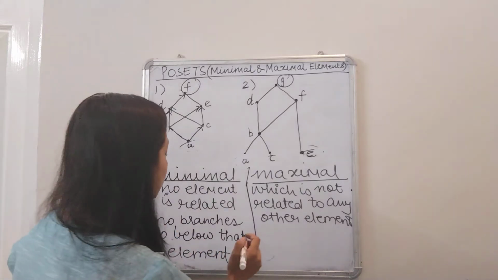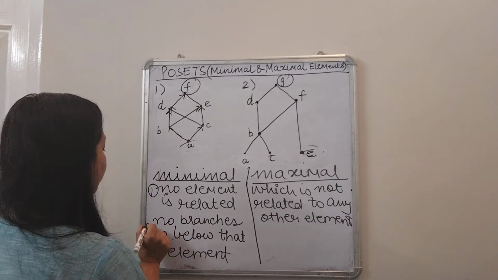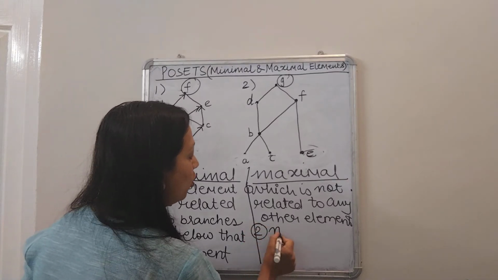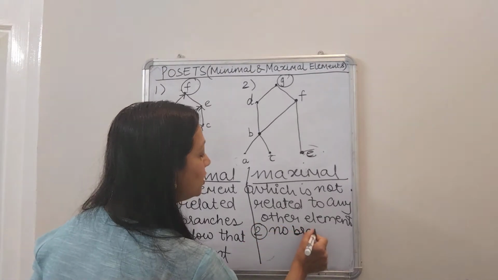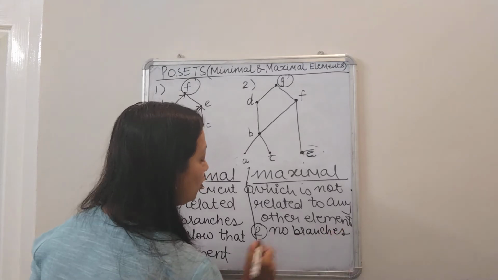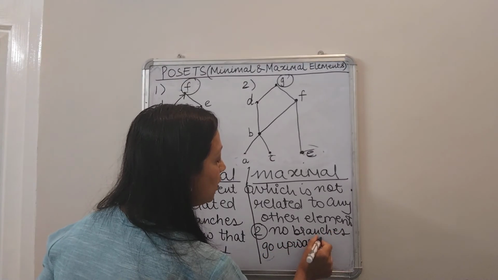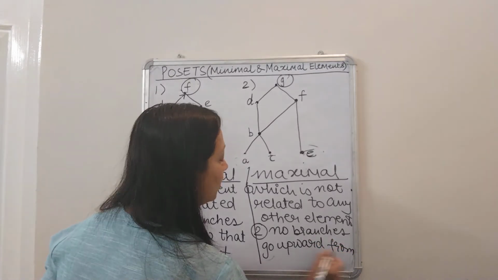Similarly here G is the maximal element, so here also you can see that there are no branches going upward from G. So that means the second point of difference is that no branches go upward from the element.